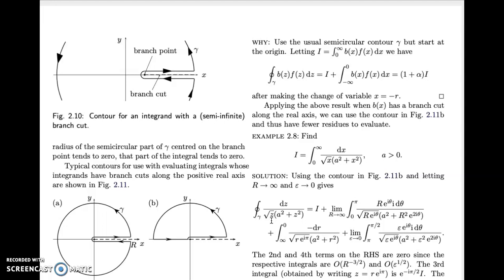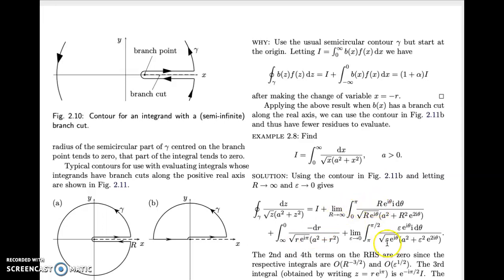Z is e to the i pi, so z is r times e to the i pi, which is what we've got here. Remember the angle: if you've got a branch cut here, all angles are between 0 and 2 pi. So along here the angle is pi.